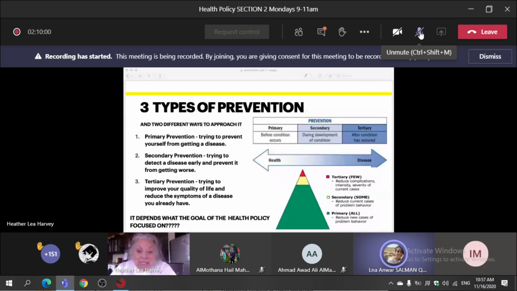A lot of them it doesn't. In other words, if I'm diabetic and I take medication, I probably take it for the rest of my life. It doesn't work on that one, but it does work for other things.